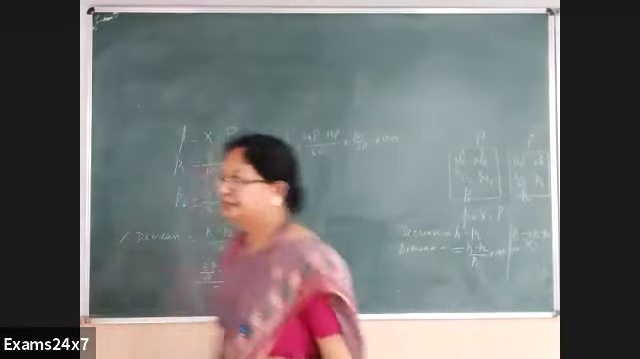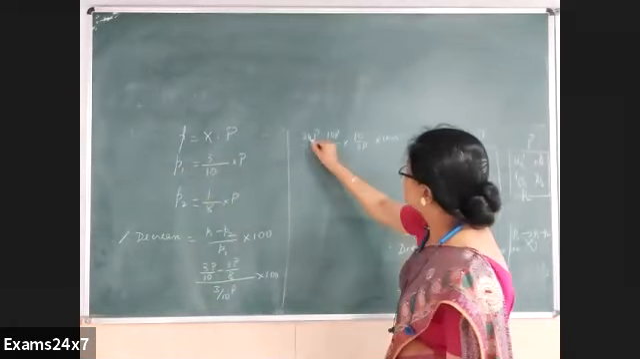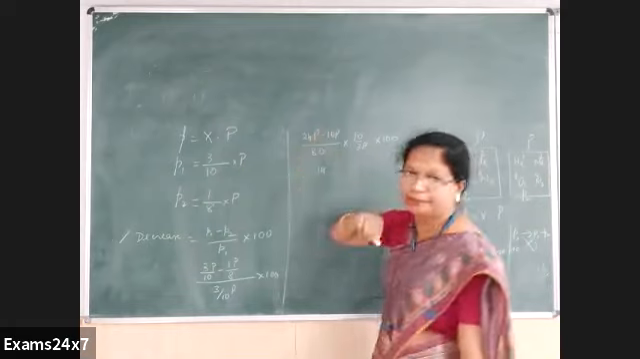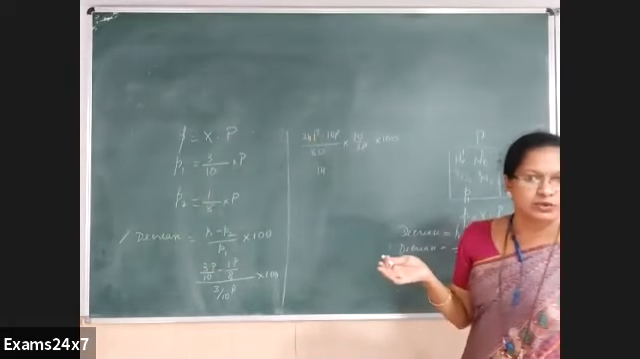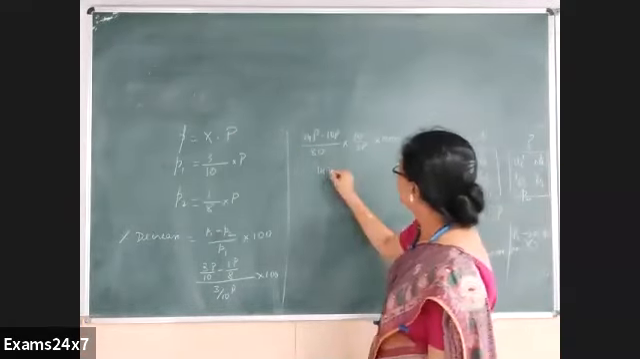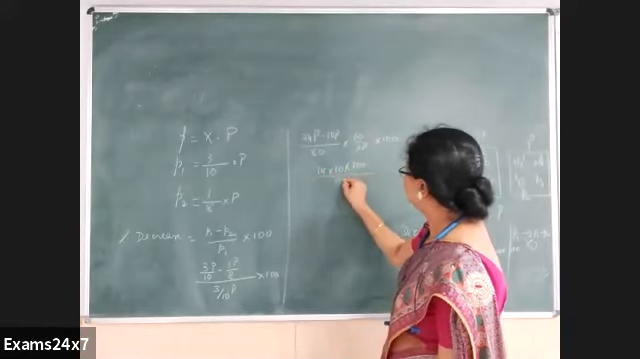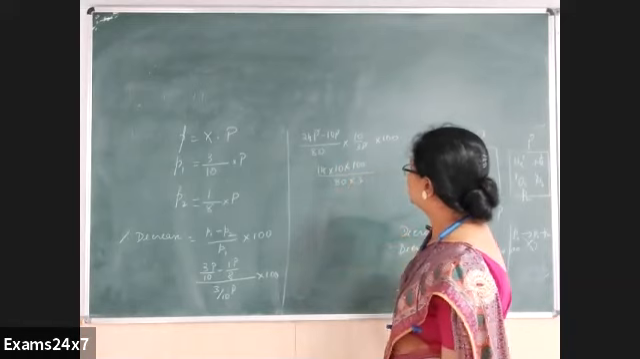Correct? Then this will be 14P and this P. You can take P as common. It cancels, no? 14 divided into 10 into 100, divided by 80 into 3.